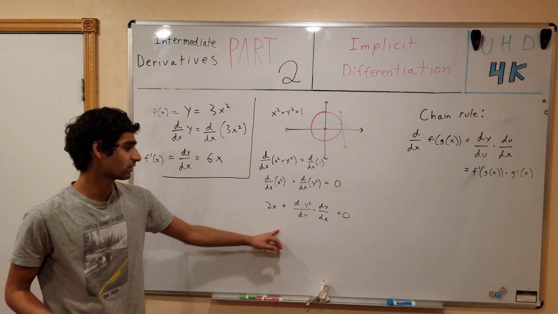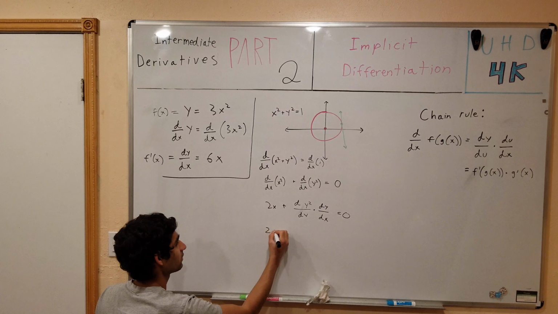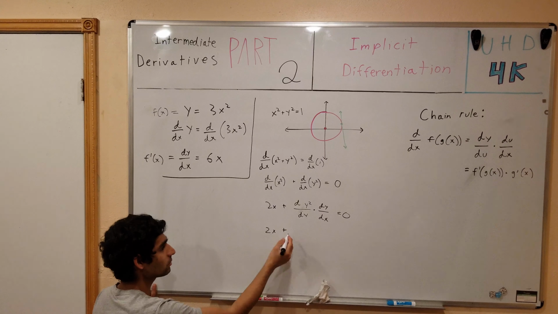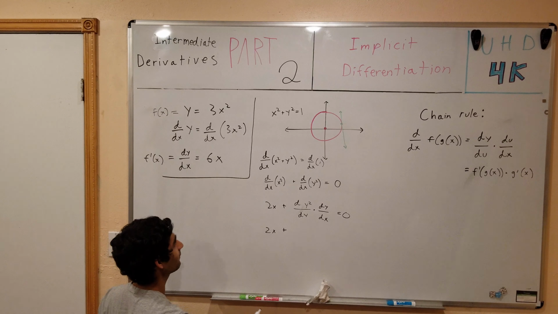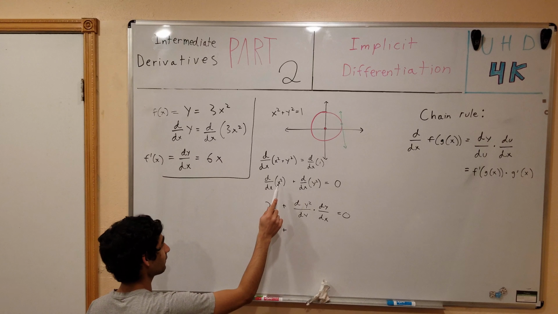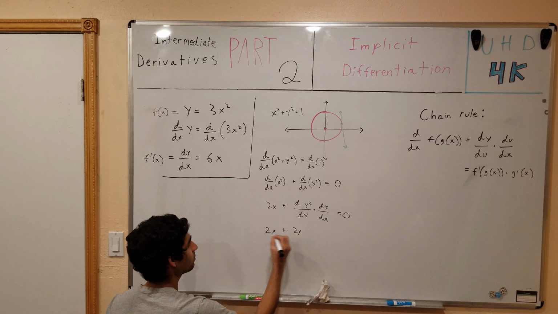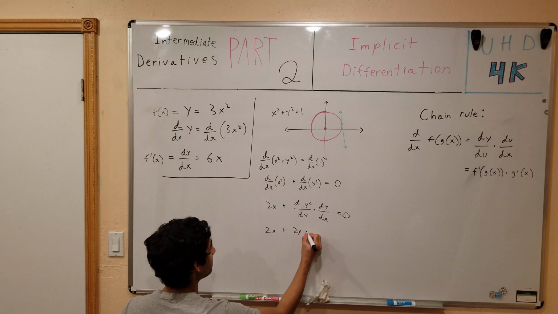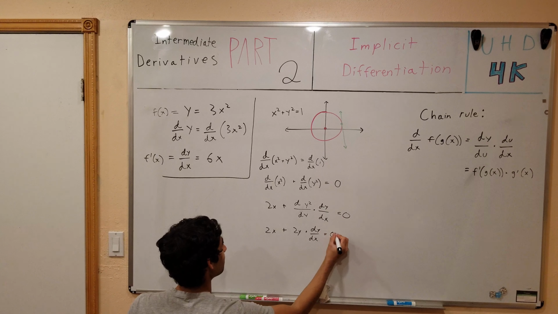Now see what's going on over here. Let's now evaluate this further. Now it's going to be 2x plus. Now what is the derivative of y squared with respect to y? Well, it's pretty much like the derivative of x squared with respect to x. It's just going to be 2y. So 2x plus 2y times dy dx. I'm just going to keep it as dy dx equals 0.